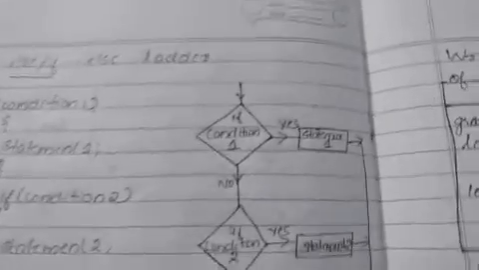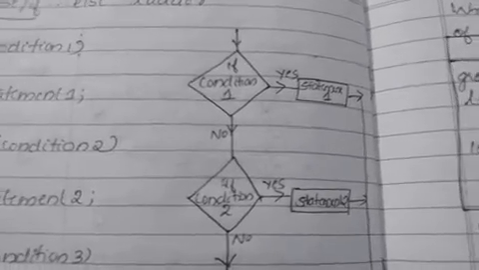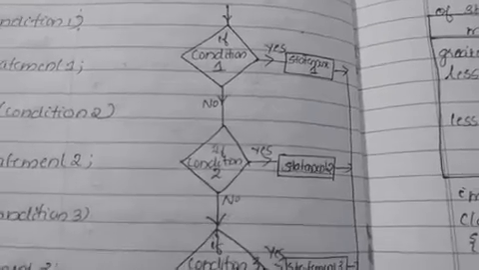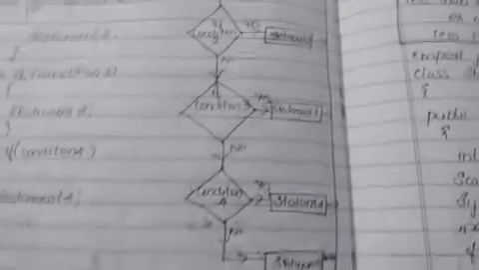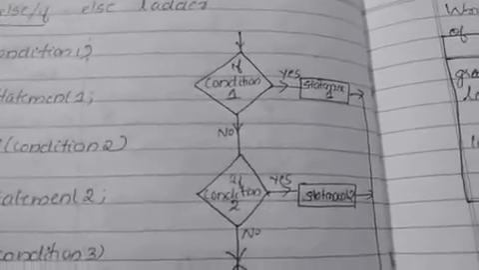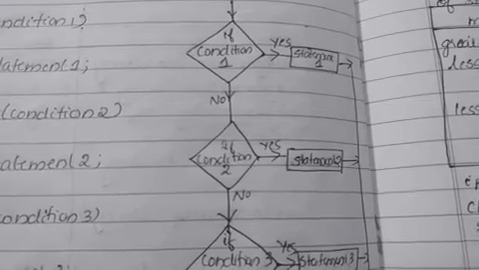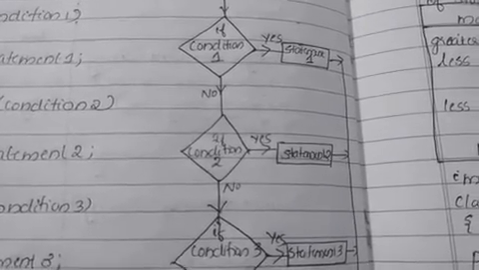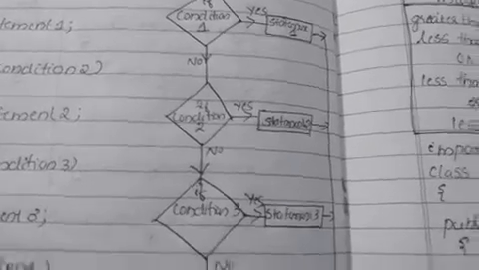So here is the flowchart of this if else ladder. If condition 1 is true, then statement 1 will be executed. Then we will come to the last part of the program. If condition 1 is false, then we will move on to check the next condition, condition 2. If it is true, then statement 2 will be executed. Then we will come to the last part of the program.